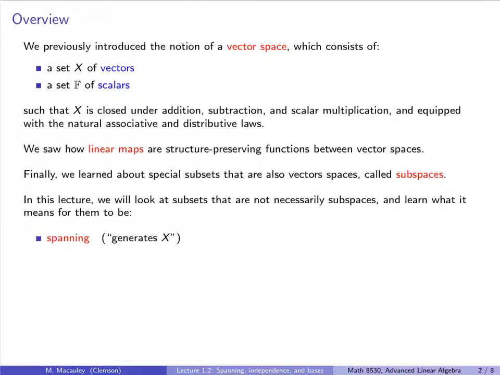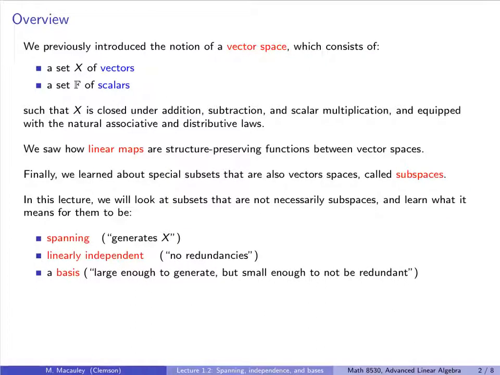In this lecture, we will look at subsets that are not necessarily subspaces. Often they are finite sets. And we will learn what it means for them to be spanning. You should think of the word spanning as generates X. Linearly independent, which you can think of as having no redundancies or no extra unnecessary vectors. And a basis, which means it's both of these. So it's large enough to generate, but small enough to not be redundant. Finally, we will also formalize what the dimension of a vector space really is.